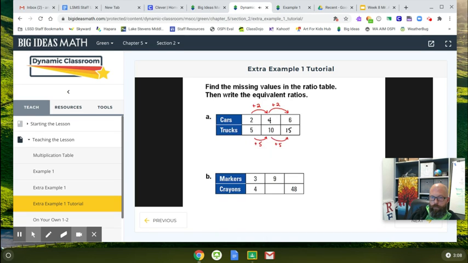Part B. You can use multiplication to find the missing values. 3 times 3 is equal to 9. 4 times 3 is equal to 12. 12 times 4 is equal to 48. And 9 times 4 is equal to 36. So, the equivalent ratios are 3 to 4, 9 to 12, and 36 to 48.